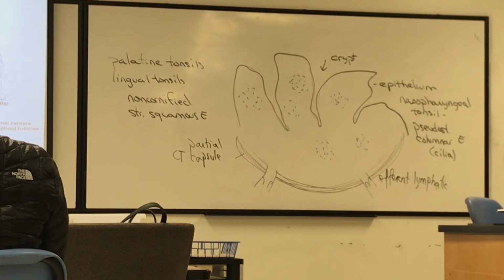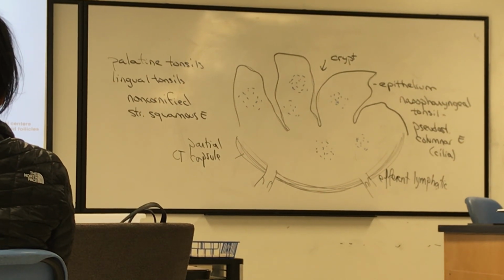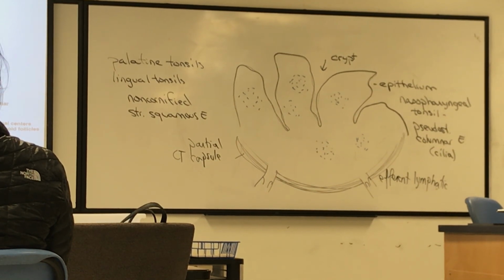The presence of these crypts kind of directs bacteria in the food or the air towards the deeper areas, but it also serves as a trap. So people that tend to get frequent sore throats often have their tonsils affected, and as a child, occasionally as an adult, may elect to have them removed. So palatine and nasopharyngeal tonsils are the ones more likely to be removed.